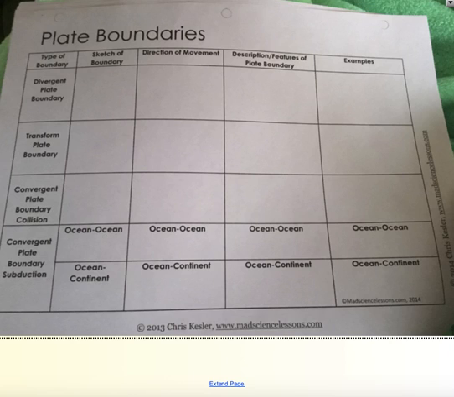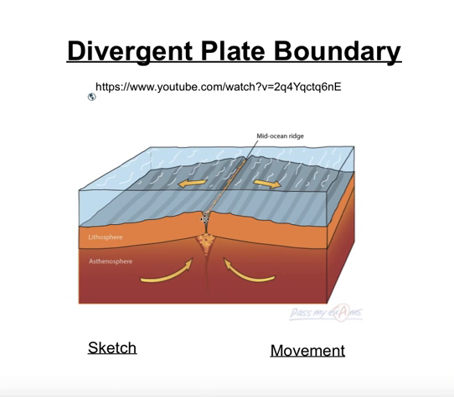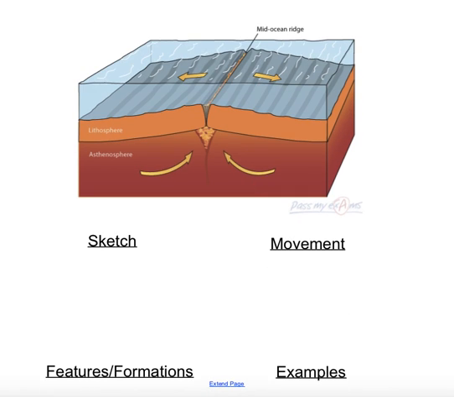So let's get started with divergent. I'm going to change my screen, but you will still fill in the sketch, the movement, the description, and the examples. So here we go. The first one up is divergent. So at a divergent boundary, you can see the plates divide. They go apart. You heard that in the song. You heard it in the video.